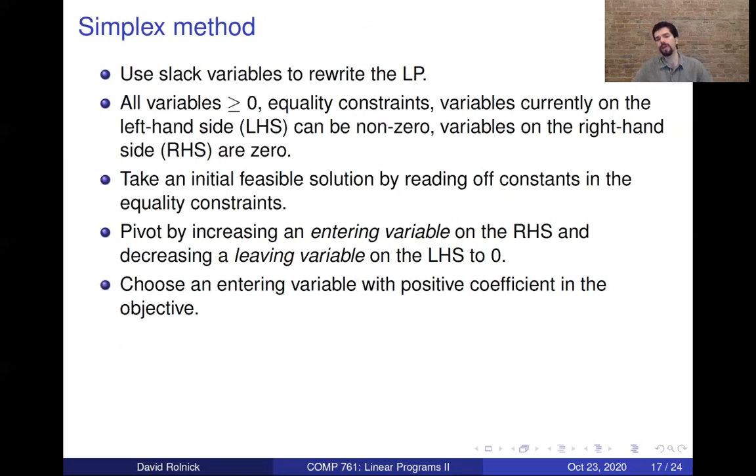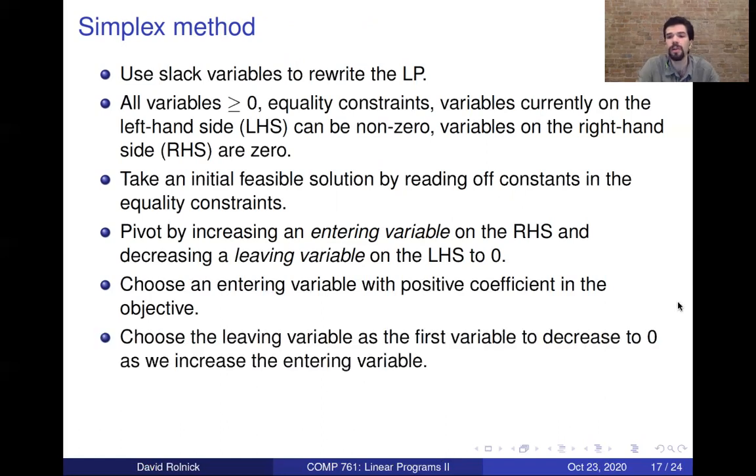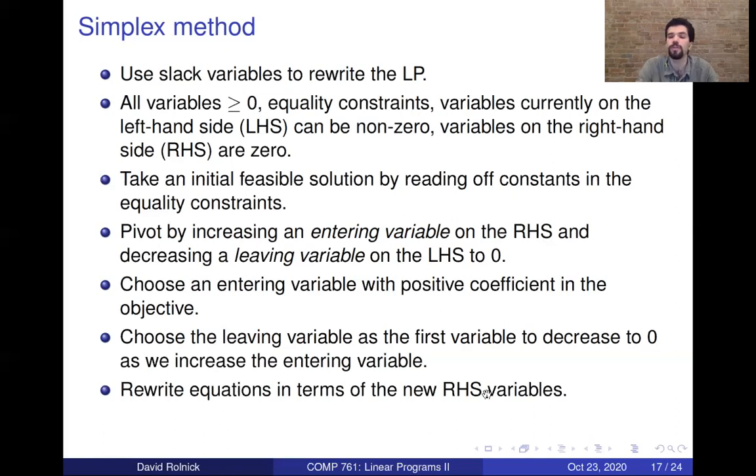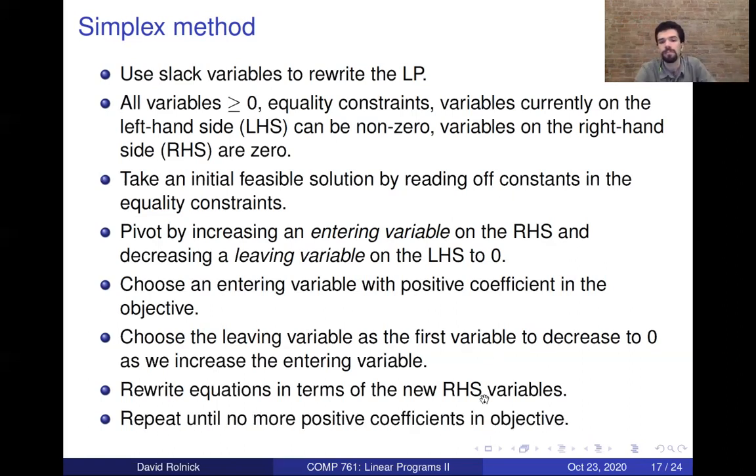So we choose an entering variable with positive coefficient in the objective because we know that increasing the entering variable is going to give us a better objective. We choose the leaving variable as the first variable that would decrease to 0 as we increase the entering variable. And then we rewrite the equations in terms of the new right-hand side variables, sort of swap things around, and then we do a substitution. And then we just repeat until there are no more positive coefficients in the objective. And that is the algorithm.